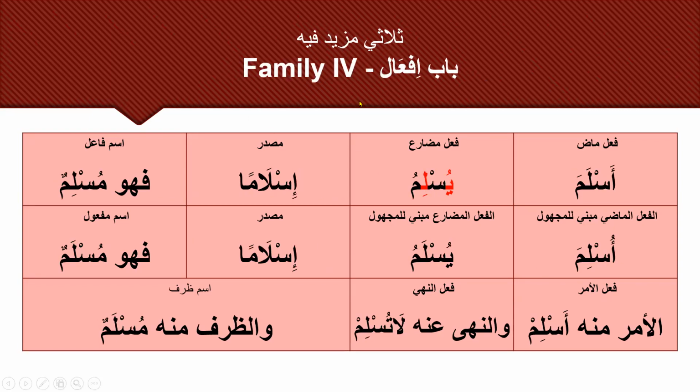Alhamdulillah. The last family for today is family 4, Bab Ifal. See this, the Masdar Islam, Ifal, Islam. So this is again Salasi Mazid Fihi, family 2, 3, and 4. This is the fourth one. So you can see here, this is the extra letter other than the root letters Sin, Lam, and Mim.